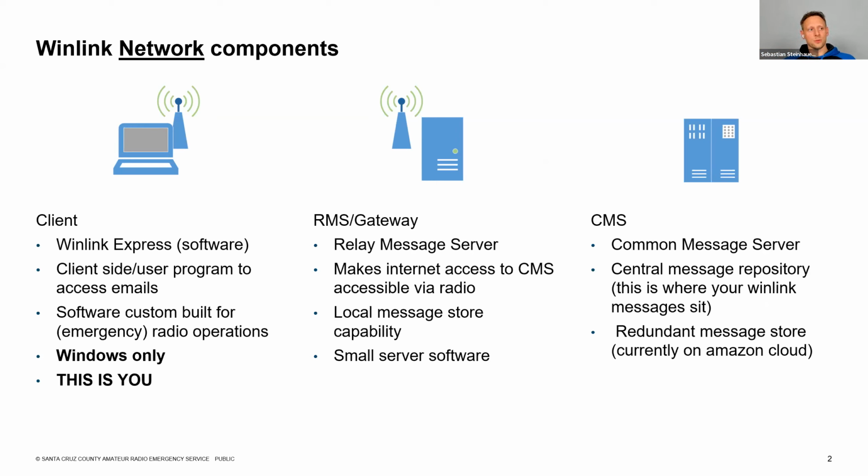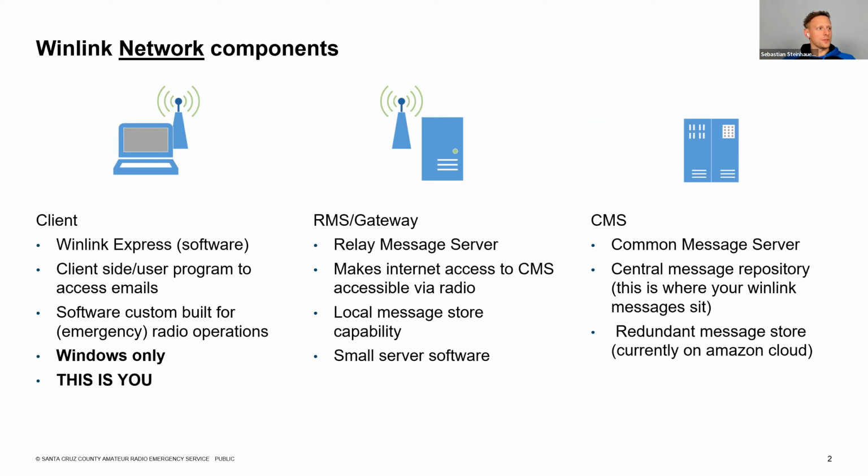Then we have a system called an RMS or a gateway. That's a relay message server. And its only job is to receive your radio connection and connect to a CMS system that keeps your email. And this is going to get a little bit more clear in a second. But these are systems that you find on the WinLink map, on the WinLink website, that are spread all over the world that you can actually connect to. And I want to show you just briefly how that looks and how you can find them.